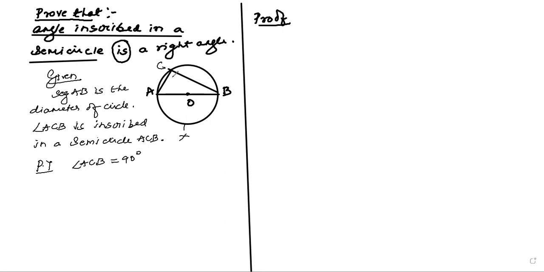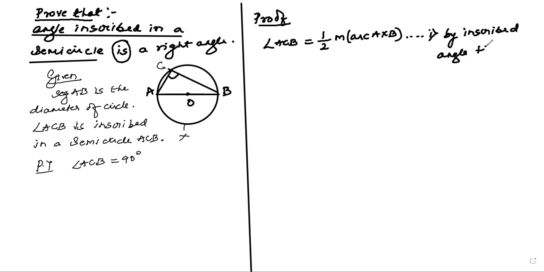Now, whenever you see an inscribed angle, I told you, children, think of the inscribed angle theorem. So angle ACB is an inscribed angle. So angle ACB equals half the measure of arc AXB. The measure of an inscribed angle is half the measure of its intercepted arc. Reason, I call this 1: by the inscribed angle theorem.